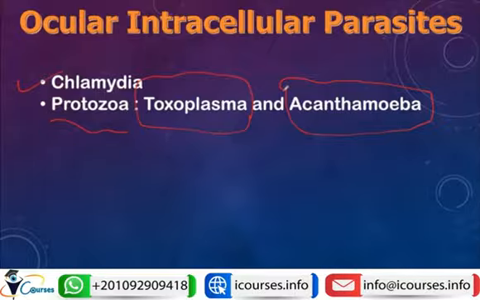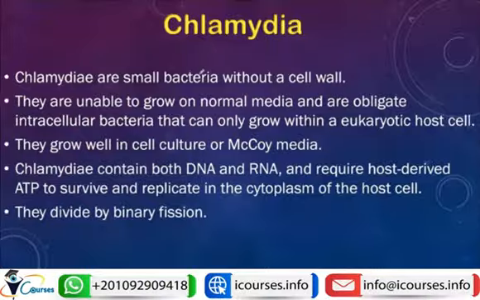So let's start with chlamydia. Chlamydia sometimes can be considered a bacteria, but they lack the cell wall. This is important and often in the MCQ. So chlamydia can be considered as a bacteria without a cell wall, or also they can be considered as obligate intracellular parasites because they cannot grow on a normal medium, and they have to be always inside the cell. They are obligate intracellular bacteria that can grow only in a eukaryotic host cell.